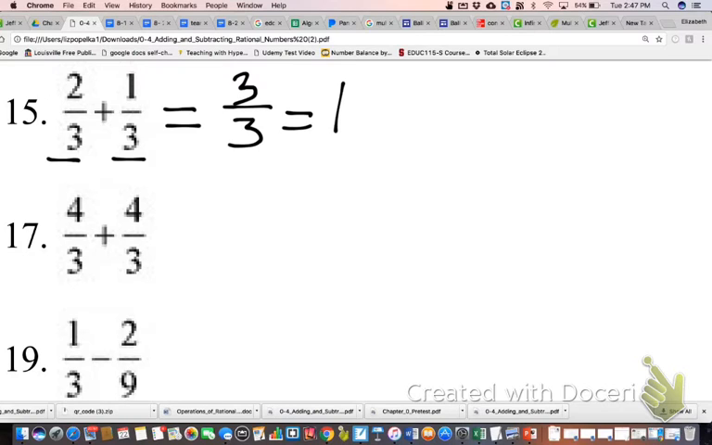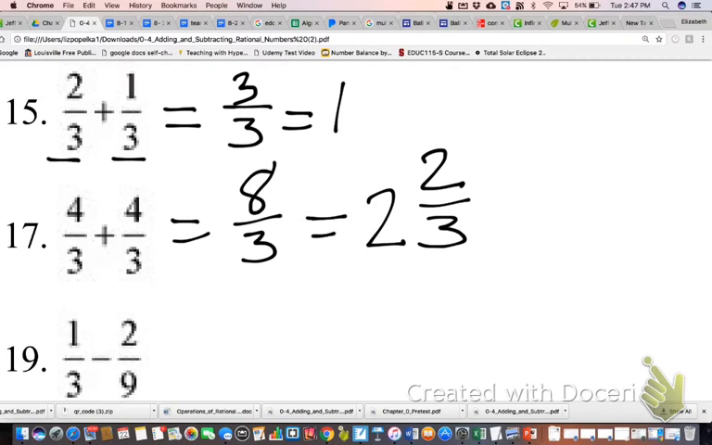Next, 4/3 plus 4/3 is 8/3. 3 goes into 8 2 times, and then that'll leave 2/3 left over. I didn't necessarily say that you had to turn it back into a mixed number, but you could have if you wanted to, but I would accept either one of those answers.